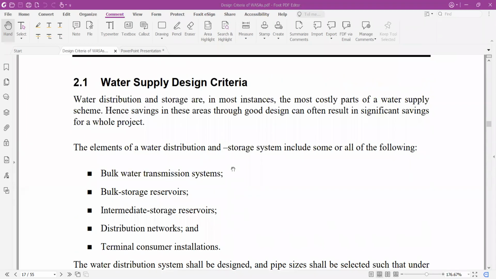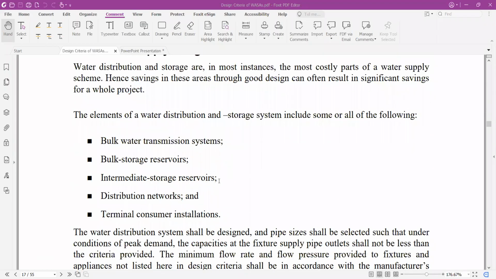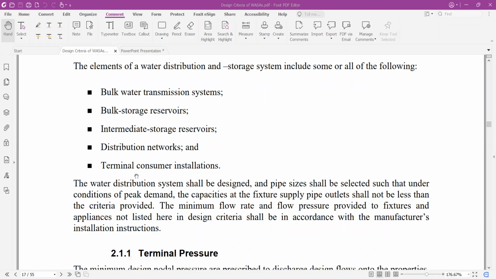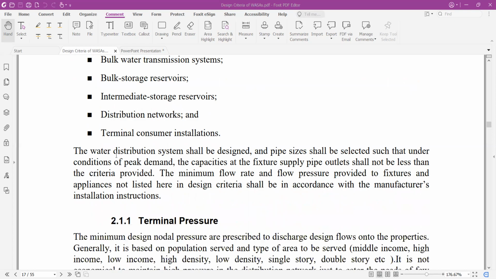Different types of water supply system, storage, or network should be provided depending upon the demand. So for the bulk water transmission system, the size and the material may vary depending upon the demand. The storage reservoirs may be elevated, ground, or sump. Intermediate storage reservoirs may be provided mostly in hilly areas, then the distribution network, terminal, and consumer installations.